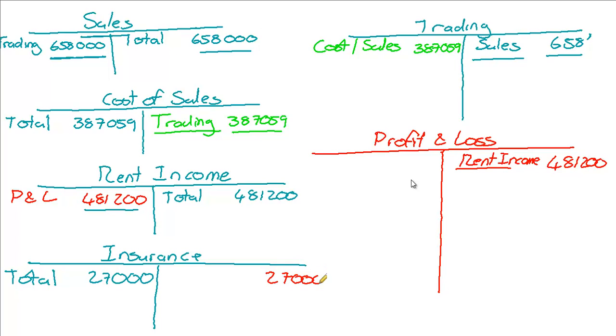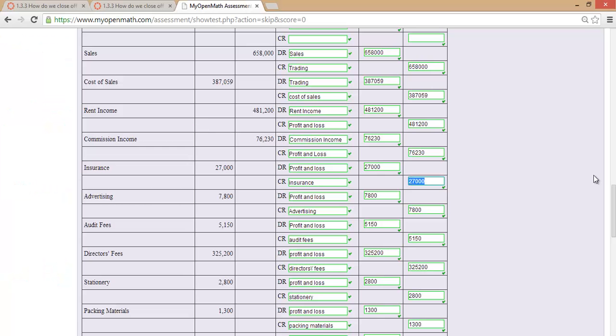So insurance is being credited. I'm going to take this to the profit and loss account. So my profit and loss account will have a debit of 27,000 Rand, and I'll have to refer myself back to the account that was credited, which is insurance. I've closed off insurance. And you're going to do the same thing for all of your other expenses.